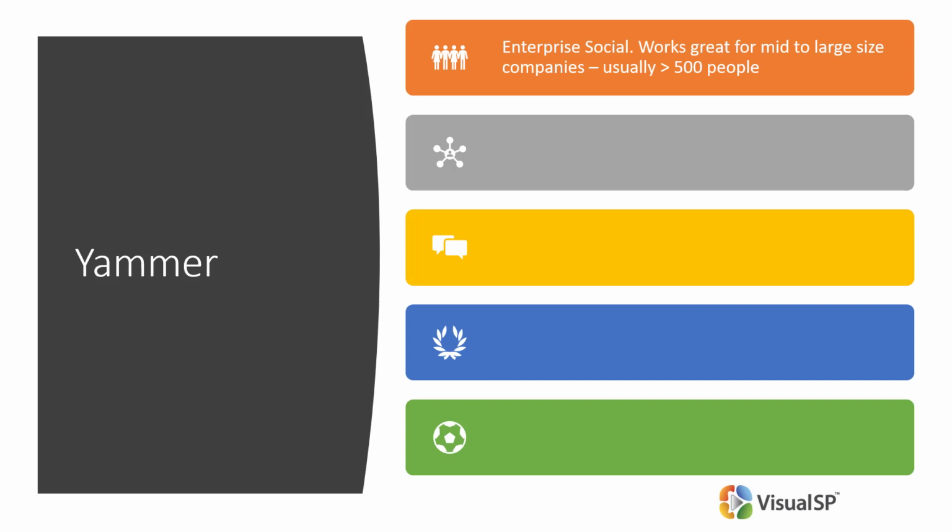All right, let's talk about Yammer here. It is an enterprise social system, so it works great for mid to large size companies, usually more than 500 people at least. You can discover connections and people you don't know through the organization. So you actually can find out who else is interested in, for example, biking within your company. So you can collaborate with them and maybe talk about some of the biking routes and maybe even go out biking at lunchtime or something like that.